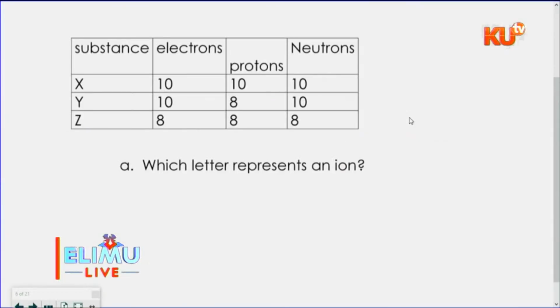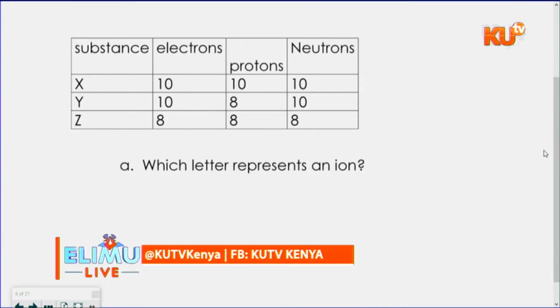Yeah, we have our table there on air, and we had three substances. That's substance X, Y, and Z. X has 10 electrons, 10 protons, and 10 neutrons. So at home you can know what the mass number of the atom is and also what the atomic number is. The atomic number will be 10 because it has 10 protons, and the mass number will be 20 because mass number is protons plus neutrons.